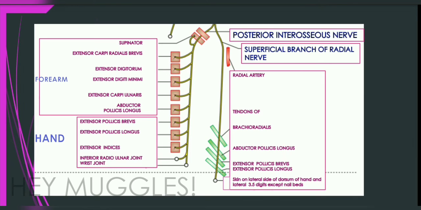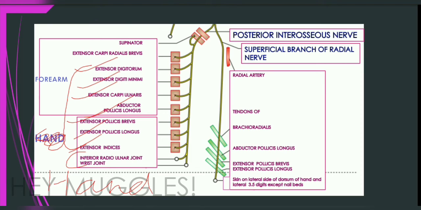It supplies your extensor digitorum, extensor digiti minimi, extensor carpi ulnaris, abductor pollicis longus, extensor pollicis brevis. I'm sorry, this is not the hand. This is your hand. Then it supplies your extensor pollicis longus, extensor indicis, and it gives articular branches to your inferior radioulnar joint and wrist joint, right? All these muscles are the extensors of your forearm and are present in the posterior compartment of your forearm, right?